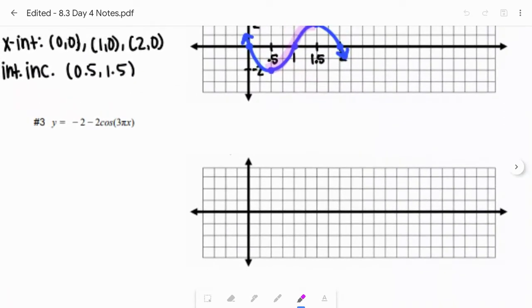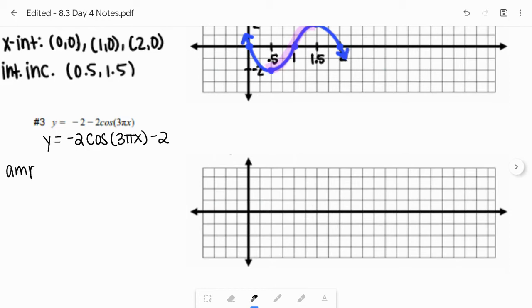Okay, number 3, we have y equals negative 2 minus 2 cosine 3 pi x. So the first thing I would do for this is rewrite this so that my vertical shift comes at the end, like how our parent graph is written. So y equals negative 2 cosine 3 pi x and then minus 2. I think that looks a little bit clearer for us to see that we have a vertical shift of negative 2.